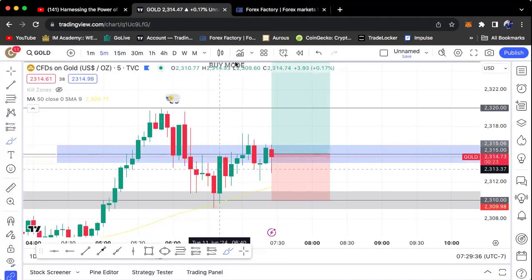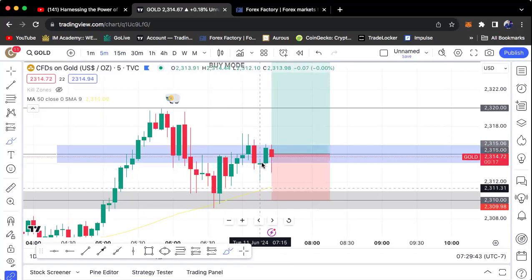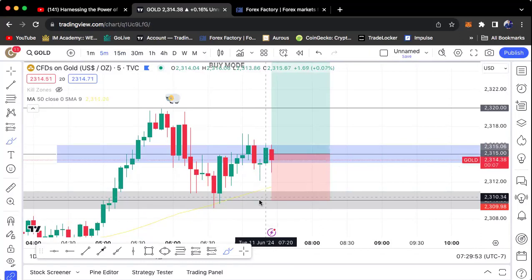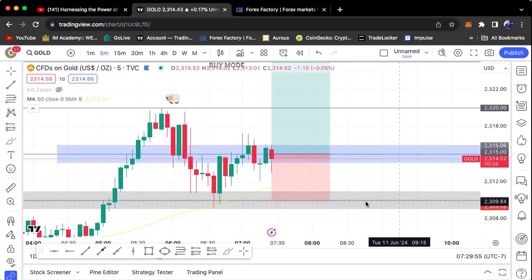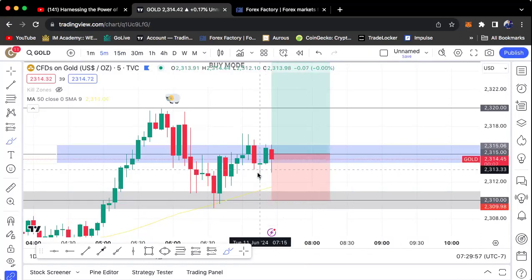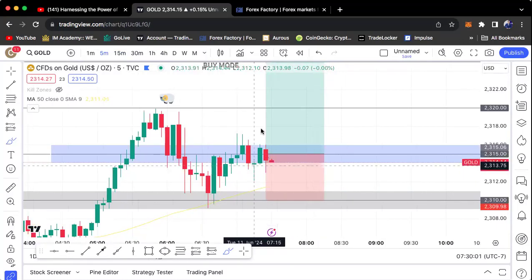Would it have retested at the green doji candle if that's what was happening? It did retest it. Yeah, exactly. It would have retested at the doji candle. Like if it wanted to retest here at 2310, it would have retested by now. But it didn't. It came here.